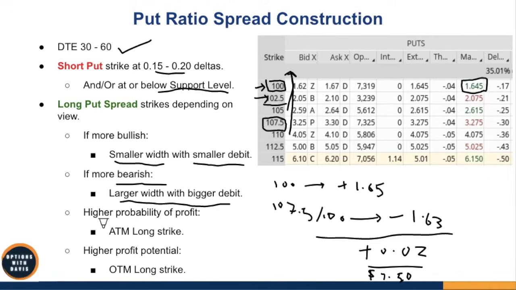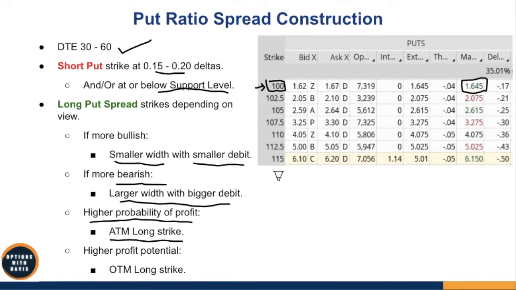All right, so next is if you want to construct with a higher probability of profit, right? If you want to have a higher probability of profit, this is where you can actually construct a put ratio spread with an at the money long strike, right? So let me just remove all this again as well. All right, again, so we're going to be using the short put. The short put is going to be at the 100 strike price, and again for this we're going to receive a credit of $1.65 roughly.